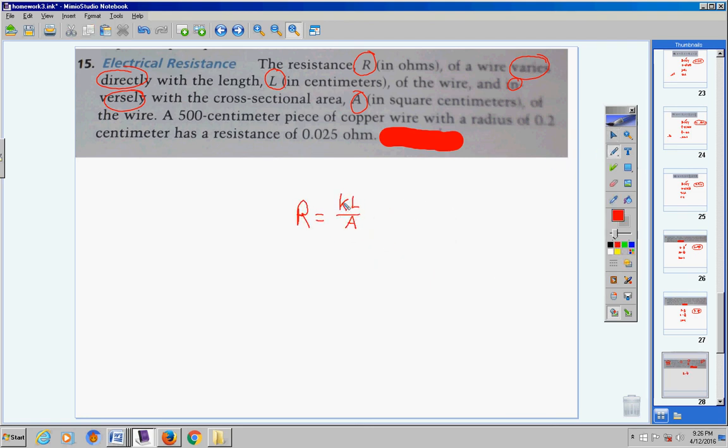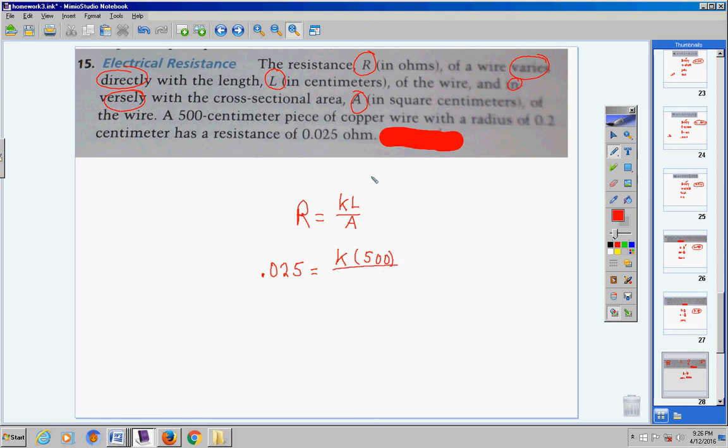Now, let's solve for K. R is what? The resistance. So it has a resistance of 0.025 right here. So there's my R. L stands for the length. Look what I have, a 500 centimeter piece of wire. So how long is this piece of wire? 500 centimeters.